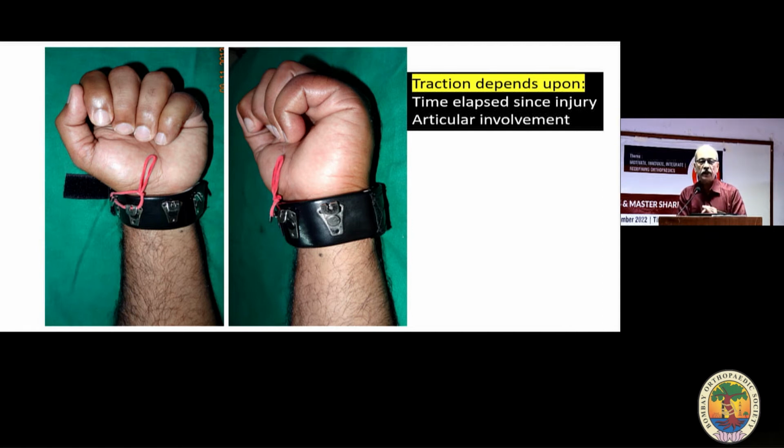Now the amount of traction you require depends on how stable the joint is and how early the patient has come to you. So if this patient has come very early, you just require simple traction. In fact, this traction just serves as a method to remind the patient to keep the finger in flexion. This traction is not doing anything great. You can see there is hardly any traction on that rubber band. But it ensures that the patient keeps the joint in flexion.